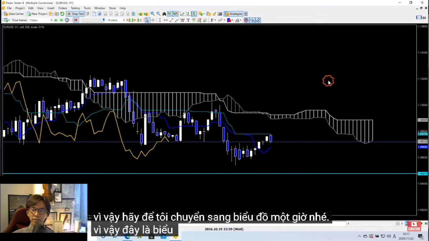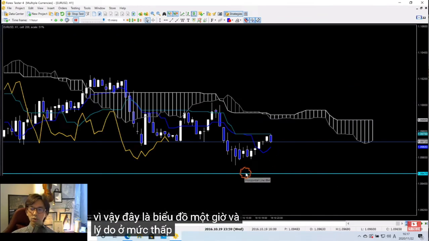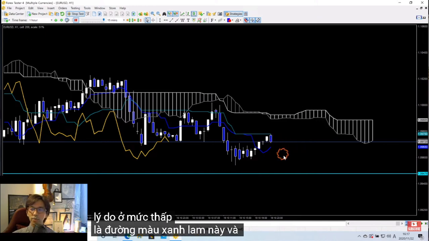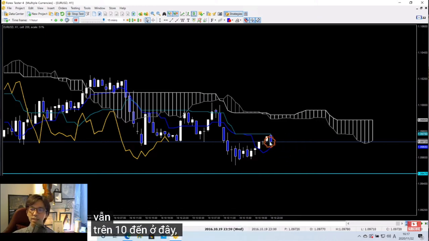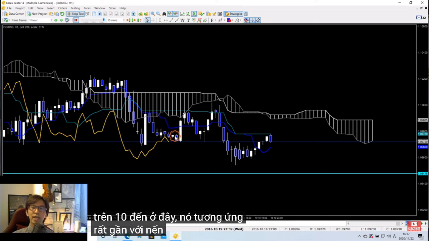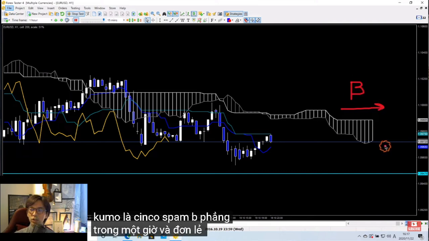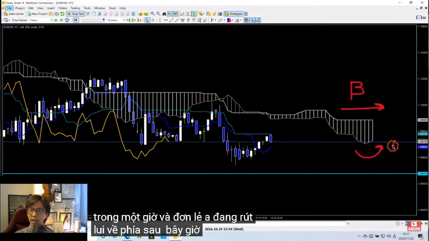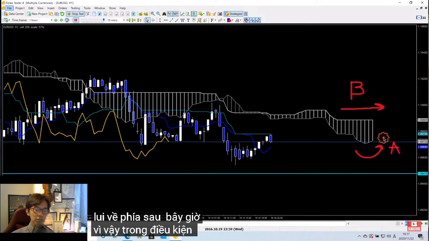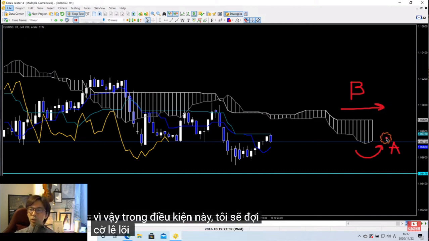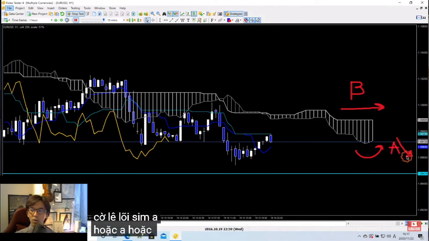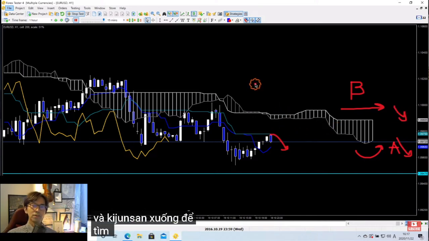Okay, so here's 1 hour chart, and the recent low was this blue line, and the price is still above the Tenkan-sen here. Chikou span very close to the candles. Kumo is flat. Senko span B flat in 1 hour, and Senko span A is retracing backwards now. So in this condition, I would wait for the Senko span A, either A or B down, and the Kijun Sen down to look for the sell chance.